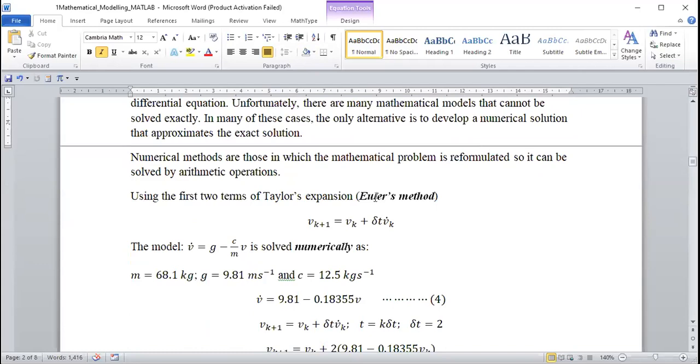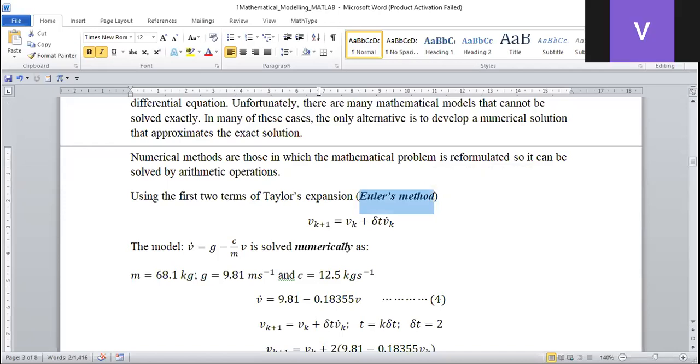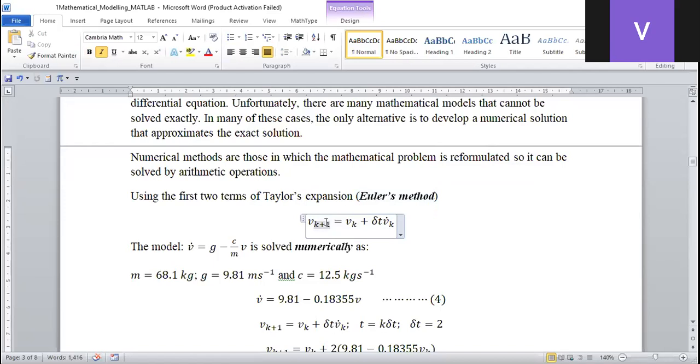Then how do we solve it numerically? We use Euler's method to solve a model numerically. I actually gave some assignments, and those who have submitted actually used Euler's method, so I know that you know how to use Euler's method to solve a mathematical problem. So what's Euler's method? Euler's method makes use of the first two terms of the Taylor expansion. We also did this last semester in control.